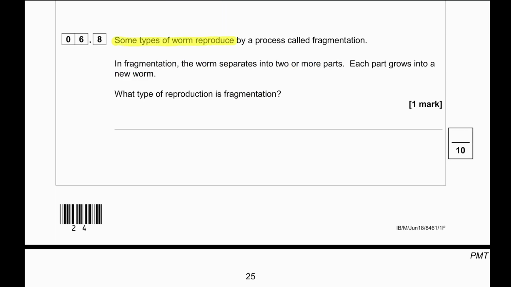Some types of worm reproduce by a process called fragmentation. In fragmentation, the worm separates into two or more parts. Each part grows into a new one. What type of reproduction is fragmentation? So fragmentation is a process where the same organism is producing many different or more organisms. We can say that this is a form of asexual reproduction because there was no fusion of gametes such as an egg cell and a sperm cell involved. We can also say that this was cloning, however, asexual reproduction is a better answer.